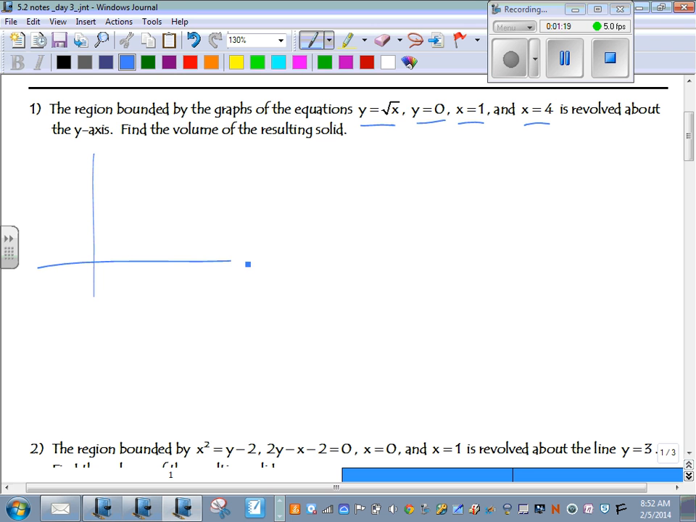Square root of x, we know, is just half of a sideways parabola. Y equals 0 would just be our x-axis. X equals 1 is a vertical line. X equals 4 is a vertical line. So this is the region that we're dealing with. And we're told that it's revolved about the y-axis. So we're going around the y-axis.